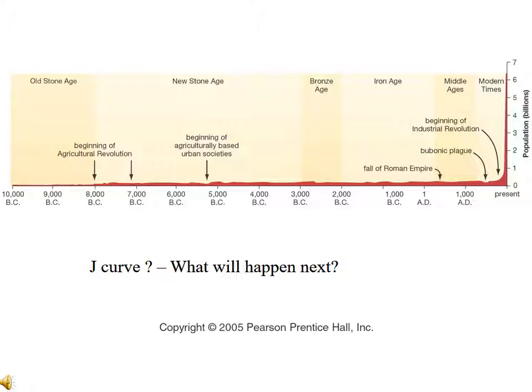Now, what is going to happen? What's going to happen over a period of time is that this population has to drop off. And it will, through potentially disease, war, famine, and so on. When the population reaches the carrying capacity, it has to move to an S curve or perhaps drop down drastically.